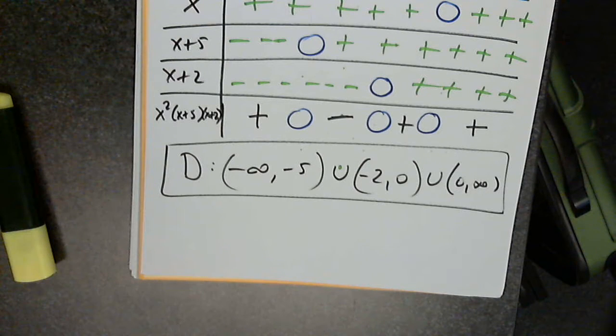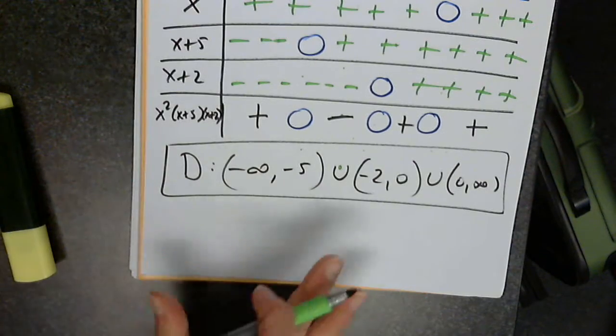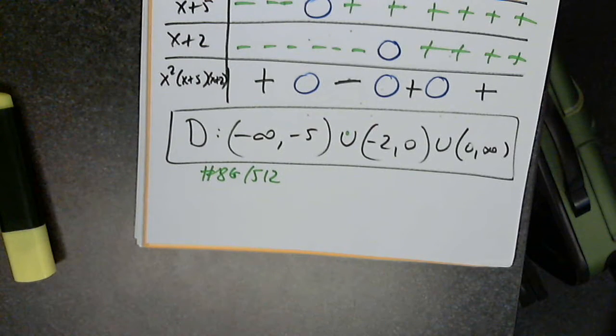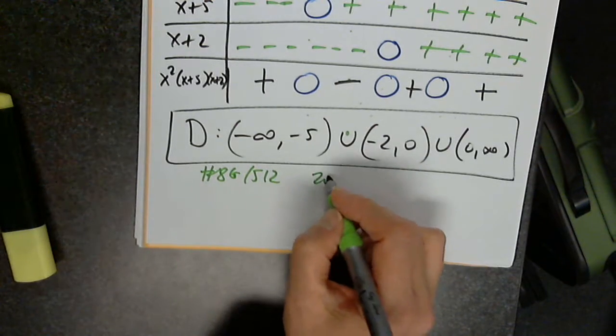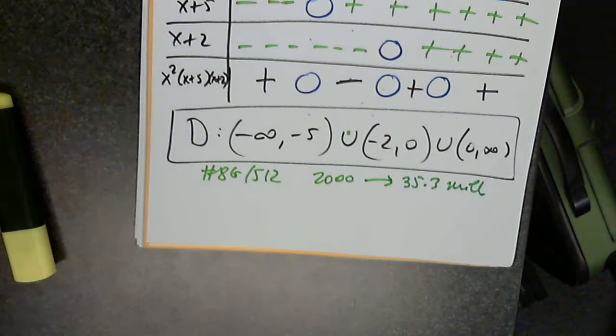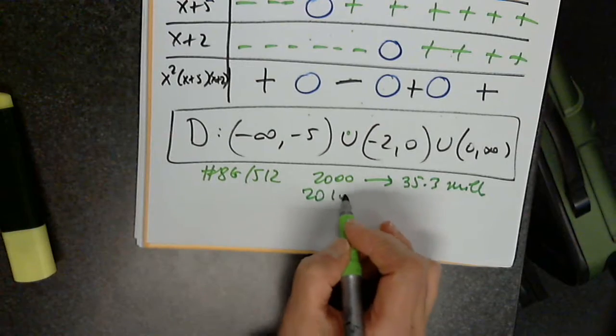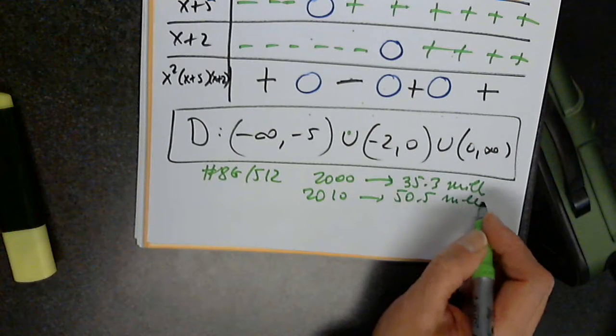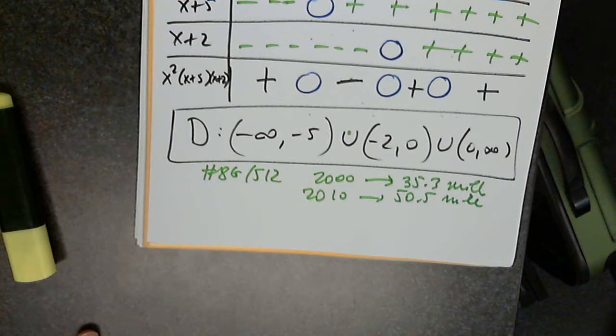So let's start with a word problem. 86 on page 512. According to the U.S. Bureau of the Census, in 2000 there were 35.3 million residents of Hispanic origin living in the United States. So in the year 2000, I'm taking notes, 35.3 million. In 2010, the number increased to 50.5. Use the exponential growth function.